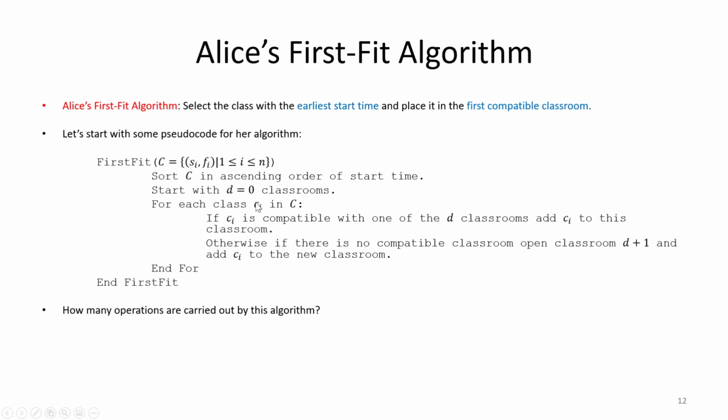Okay. Now notice our first time going through, d is 0, so there's no classrooms to check with, so there's no compatible classroom. So otherwise, if there's no compatible classroom, we'll open the next classroom and add it to it. So we really have two possible cases when we're considering a class. Either it fits in one of the classrooms we've already got. Great, we fit it in there. If it doesn't, we'll just open a new classroom and it'll be the first class in the new classroom.